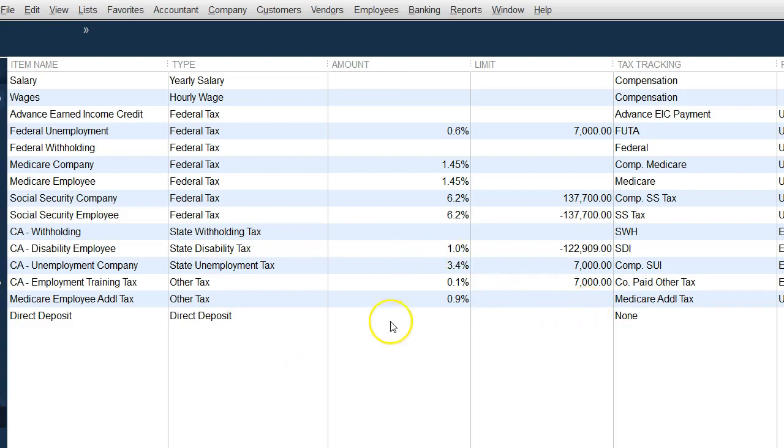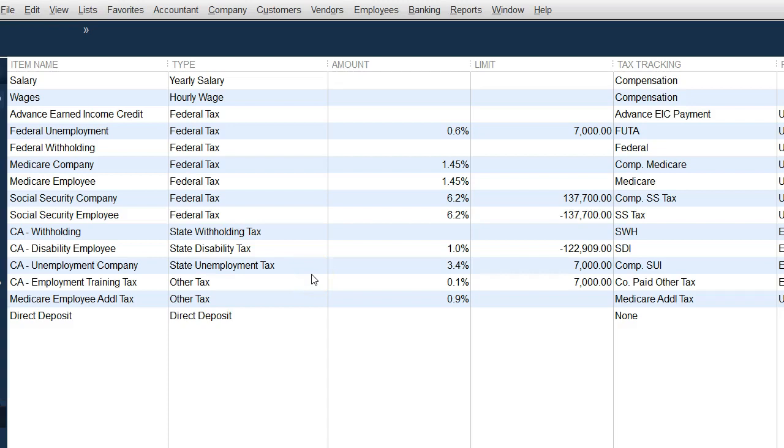Now, in my state, I'm in California, my limit for unemployment is $7,000. What this means is that wages after this, there will be no tax for that amount. Now, unemployment is an employer deduction, disability is an employee deduction, and of course, we have the state withholding and federal withholding for the employee.